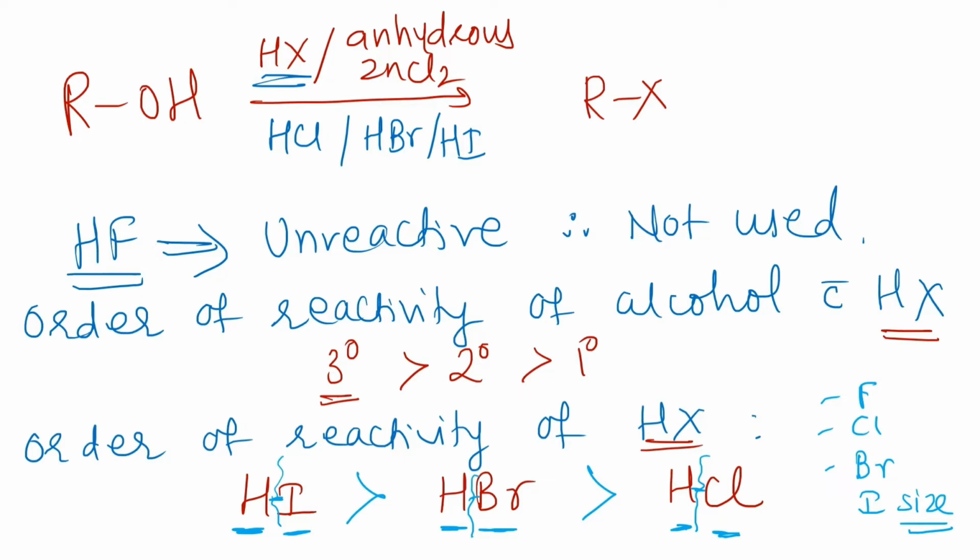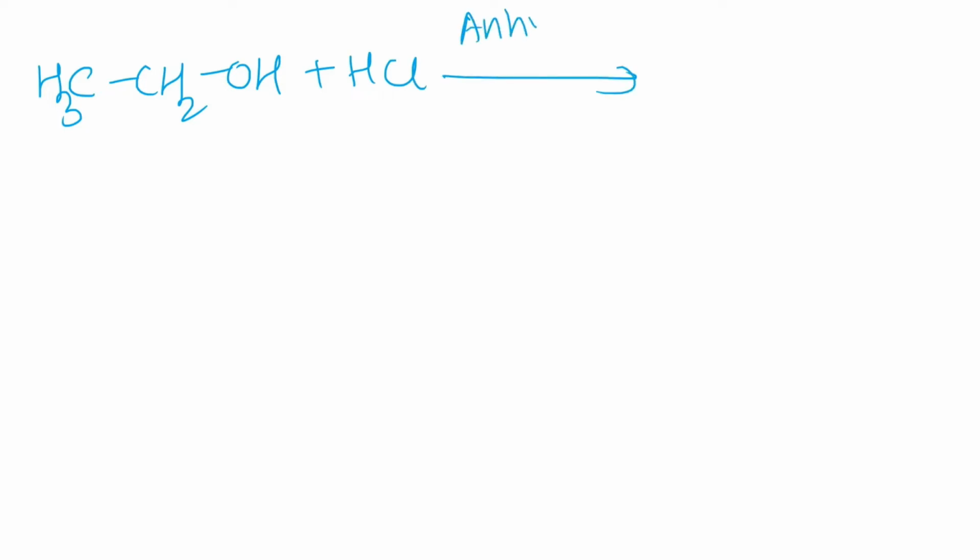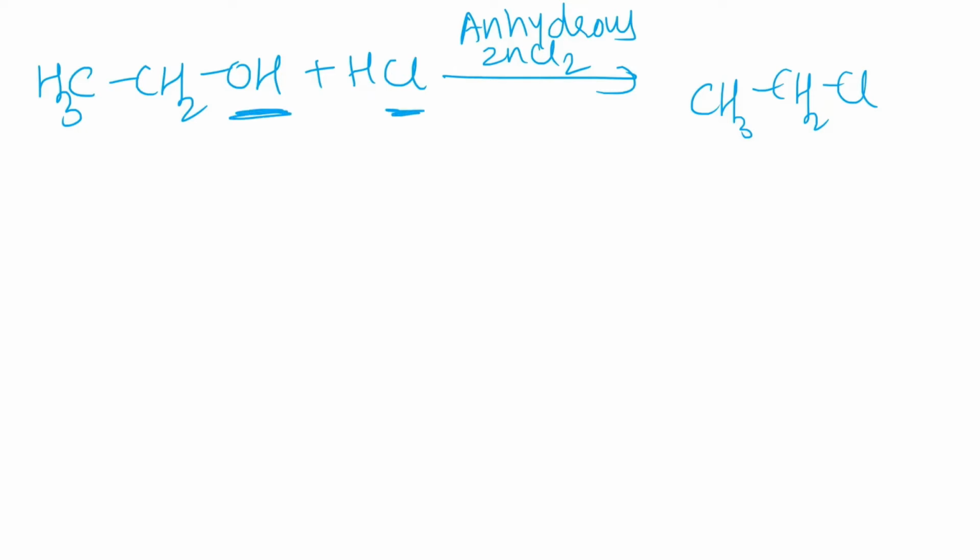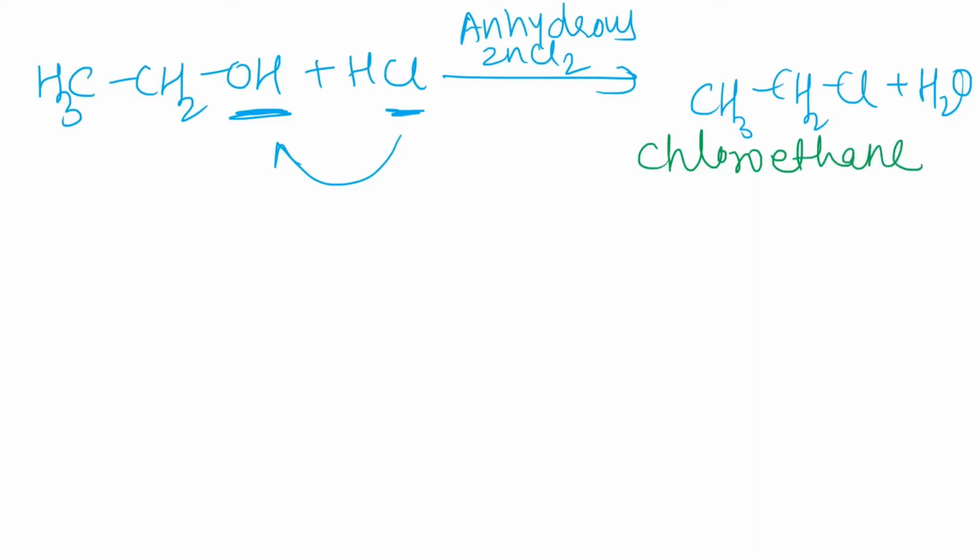Okay, so let us learn more about this particular reaction. If I give you this example, CH3CH2OH plus HCl, and anhydrous zinc chloride here, can you make CH3CH2Cl? Just the substitution: this OH is going and Cl is coming at this place, right? And water is leaving as a byproduct. So this chloroethane which is formed is the main product. This was the example of primary alcohol.